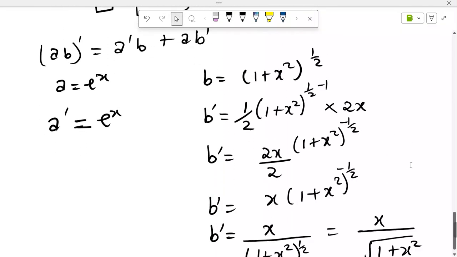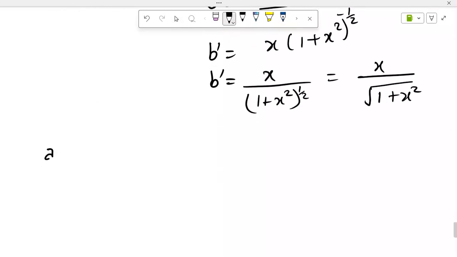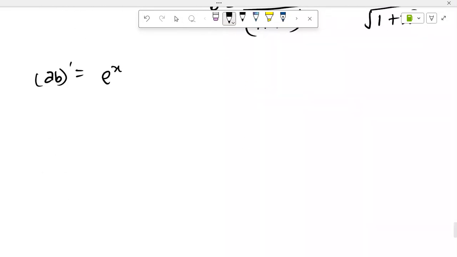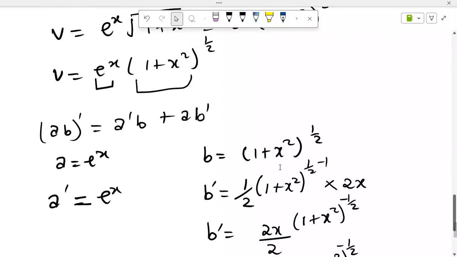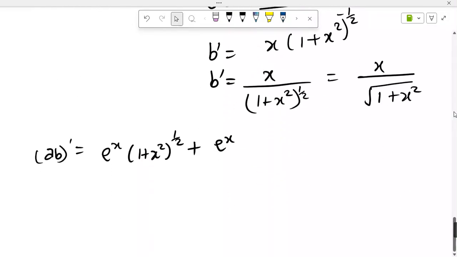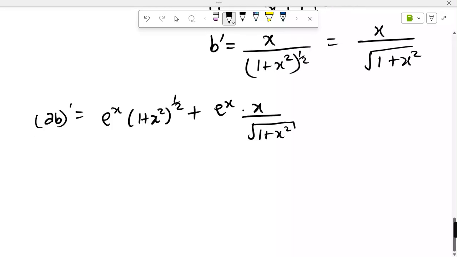So now we have these equations. Now we can get a prime b plus a b prime. Here a prime is e to the power x. Then what is b? b is this function here, (1 plus x squared) to the power half, plus a, which is just e to the power x, times b prime, which is this function, x over root of 1 plus x squared. If you want, you can rewrite it with the power of negative half.